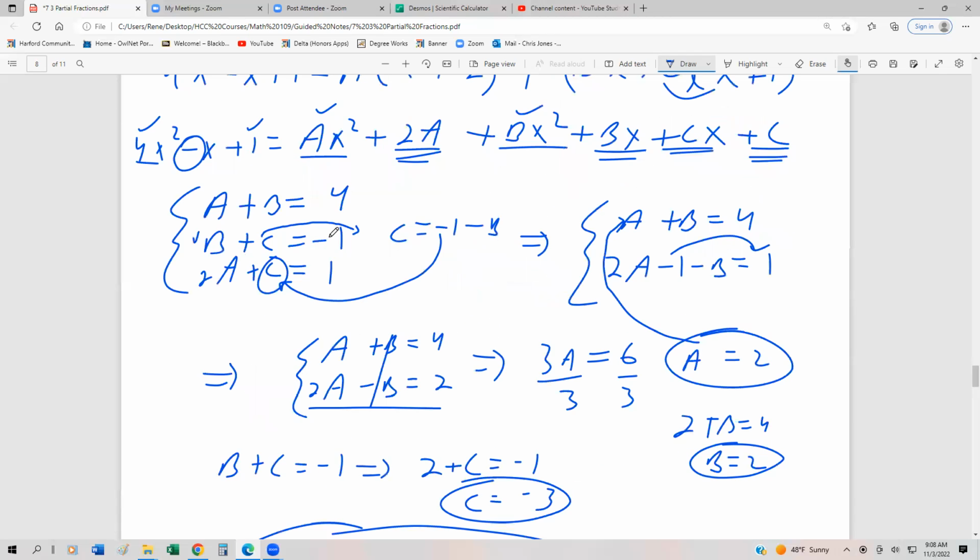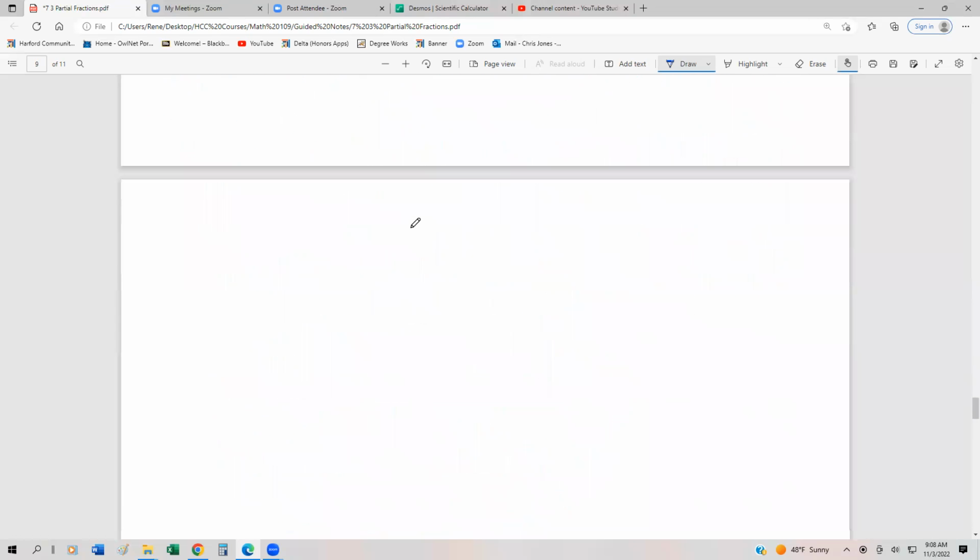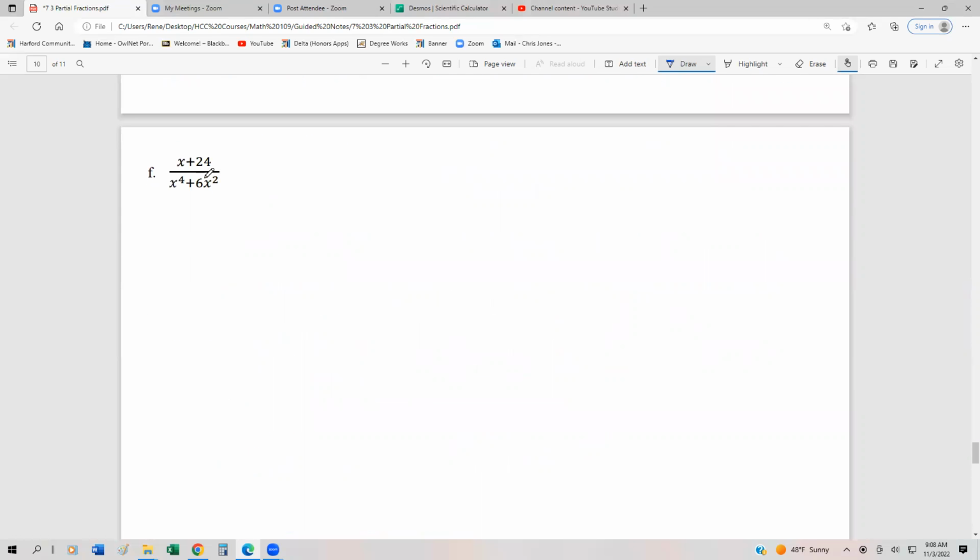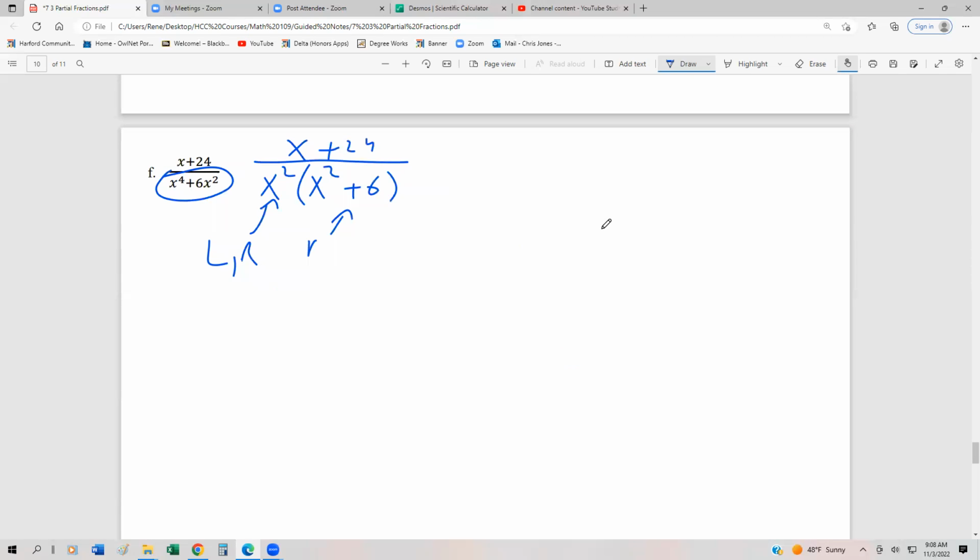A little bit rough on the system, but we've solved systems for a while now, so it shouldn't be too big of a deal. One final example of partial fractions: (x plus 24) over (x to the fourth plus 6x squared). Now notice that this denominator is not prime. It can be factored. In fact, I can factor an x squared out of that, and that'll leave me with x squared plus 6. The numerator is x plus 24. Notice that we have a linear repeated factor, since it's x and then x squared, and then a distinct quadratic factor.